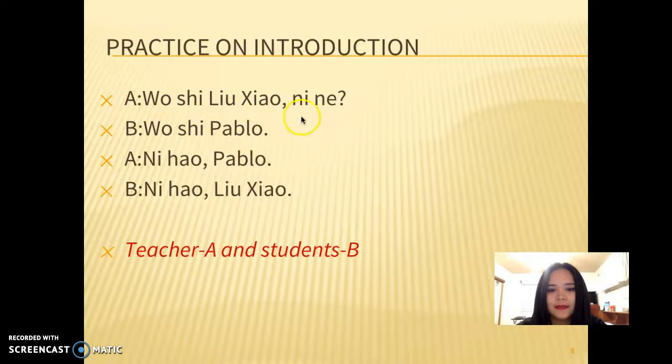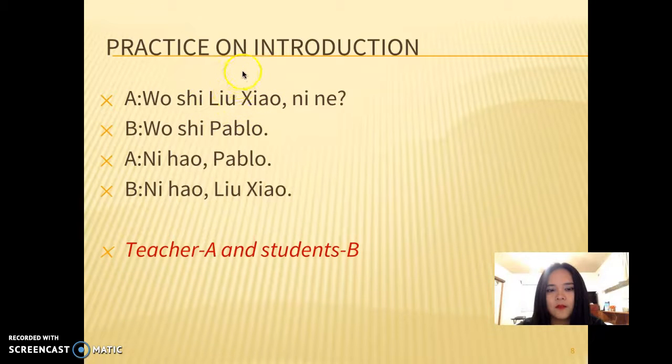我是刘晓. 你呢? 你呢 means, what about you? 我是 means I am. I am Liu Xiao. Why did I put Liu here, Xiao here? Actually, people all call me Xiao. Xiao is my first name. Liu is my last name.